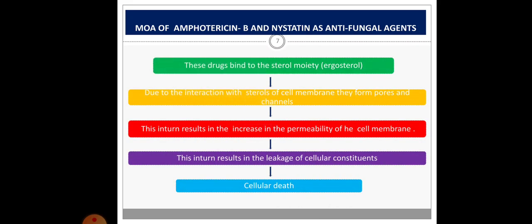Here is the mechanism of action. These drugs bind to the sterol moiety, that is ergosterol. Due to the interaction with sterols of the cell membrane, they form pores and channels. This in turn results in an increase in the permeability of the cell membrane. Further, it results in the leakage of cellular constituents and ultimately cellular death.